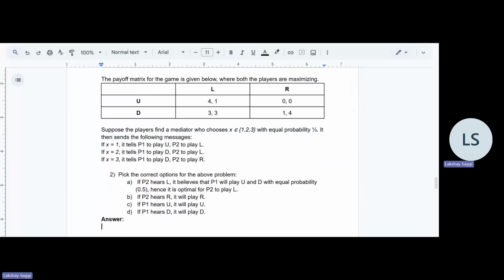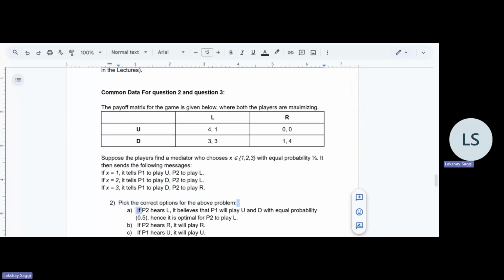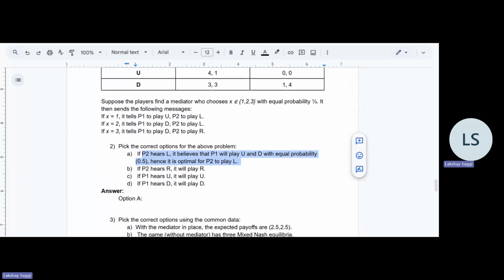Let's answer the questions based on the above problem. Maybe we can go option by option. The first option is: if P2 hears L, it believes that P1 will play U and D with equal probability, and hence it will be optimal for P2 to play L. Note that P2 hearing L means that the mediator tells P2 to play L. So when is the mediator going to tell P2 to play L? It's going to tell P2 to play L in these two cases.